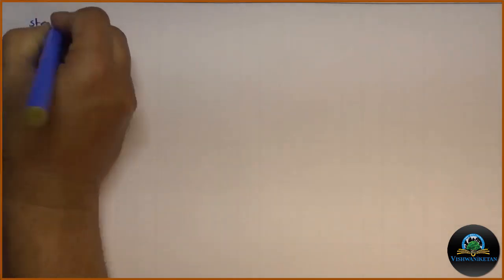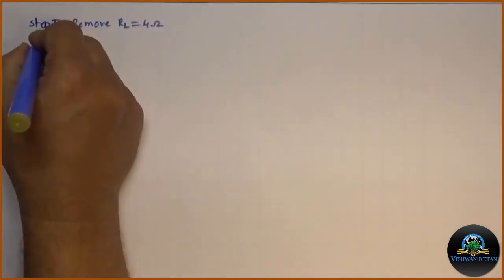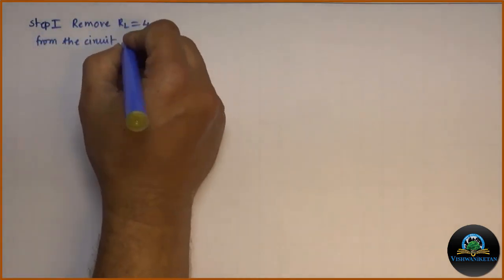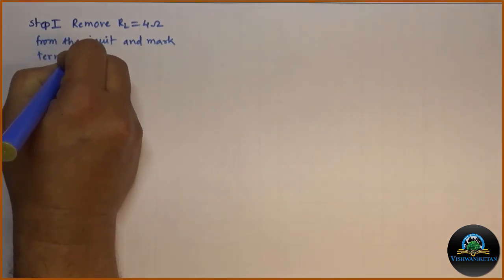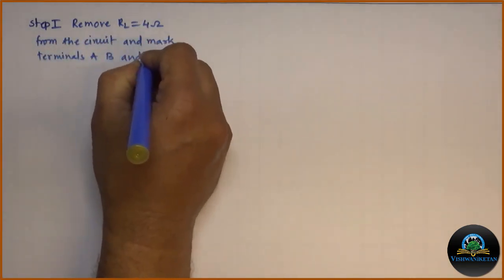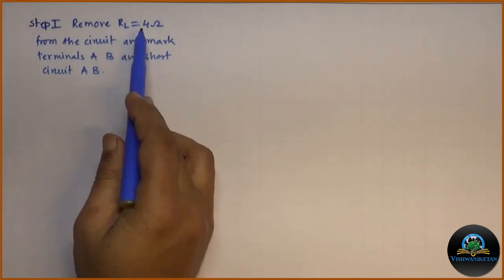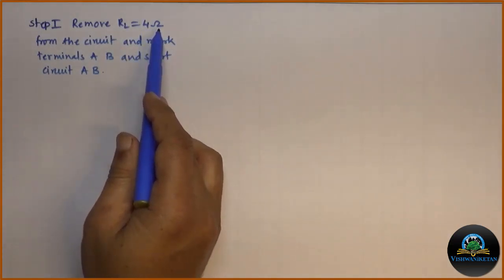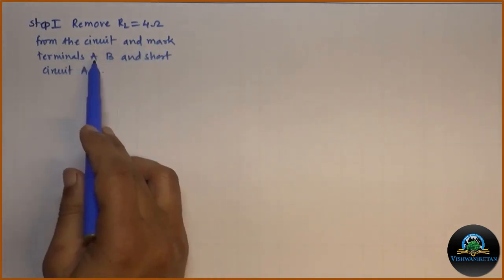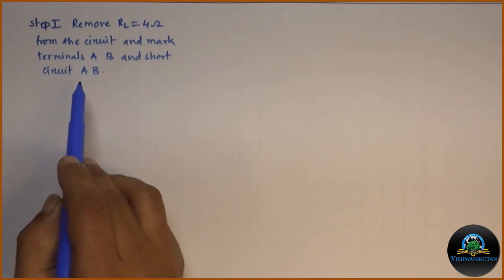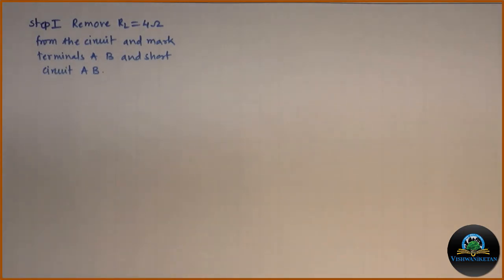The first step to solve the problem will be, we have to remove the resistance 4 ohm from the circuit. The first step is remove RL, which is equal to 4 ohm, through which current has to be calculated from the circuit. Mark the two terminals as AB and short circuit them according to Norton's theorem. Then our circuit will be as it is.